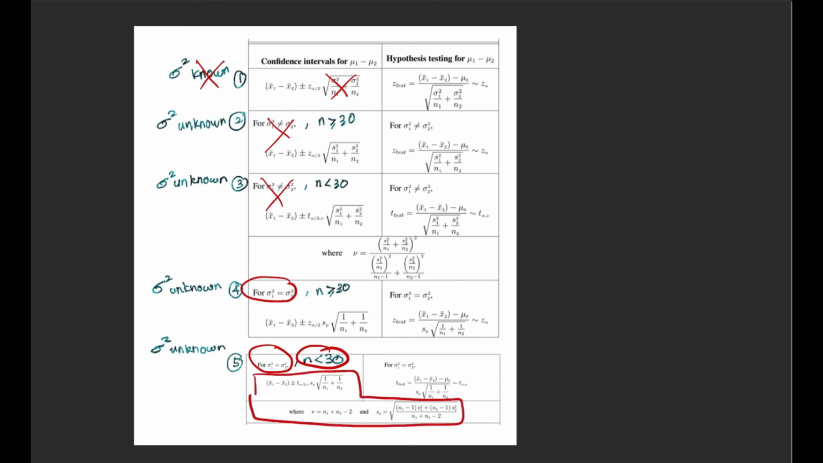Alright, so the formula is x bar 1 minus x bar 2 plus minus t alpha over 2, nu, sp times the square root of 1 over n1 plus 1 over n2. Where nu is equal to n1 plus n2 minus 2, and the sp is the square root of n1 minus 1 s1 square plus n2 minus 1 s2 square over n1 plus n2 minus 2. Okay, so these are the formulas.